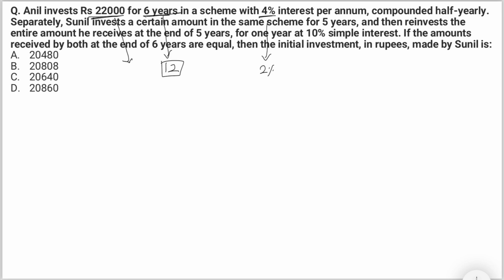So the amount that Anil would be getting would be A is equal to principal P, 22,000 into 1 plus R, that is 2 by 100, raised to N. N here is 12. Okay, this is the amount Anil is liable to get. And now many people get scared and confused looking at the 12 in the power. But we have to be a little patient here.